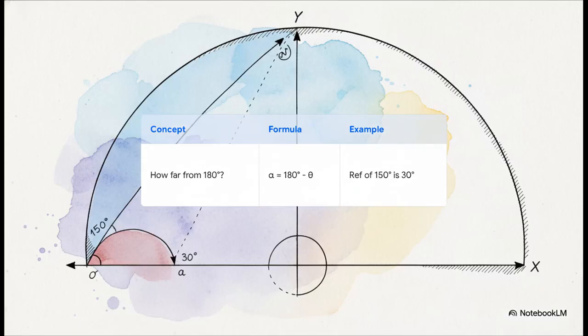Okay, now let's see how this works in quadrant 2. Here, your angle is between 90 and 180. The question we're always asking is, how do I get back to the horizontal x-axis? In this quadrant, the closest part of that axis is at 180 degrees. So our formula is just 180 minus our angle. For 150 degrees, that's 180 minus 150, which gives us a reference angle of 30 degrees.